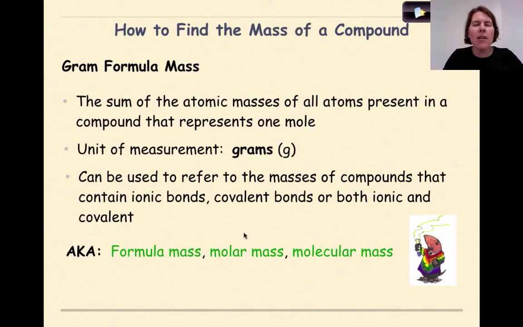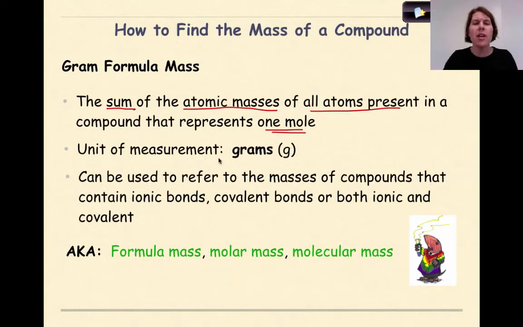Now let's talk about how to find the mass of a compound, and this is a really important skill for this course. So let's talk about the gram formula mass. The gram formula mass is defined as the sum of the atomic masses of all atoms present in a compound that represents 1 mole. And we'll talk about moles a little bit in the next review.